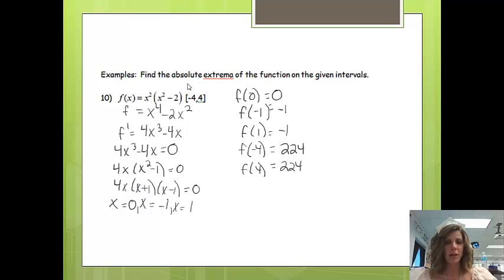So the question was to find the absolute extrema. My absolute minimum, the smallest y value that my function ever reached, was -1, and I got that from either one of these places. That was the smallest y value. And then my absolute max was positive 224, because that was the highest, the biggest y value that I ended up getting. Notice that the min actually happened at one of the critical numbers, and the max happened at the endpoints. So either one of those would be candidates for that.